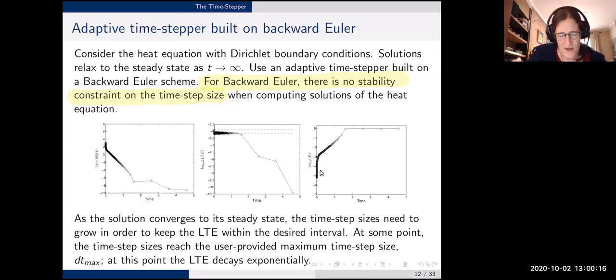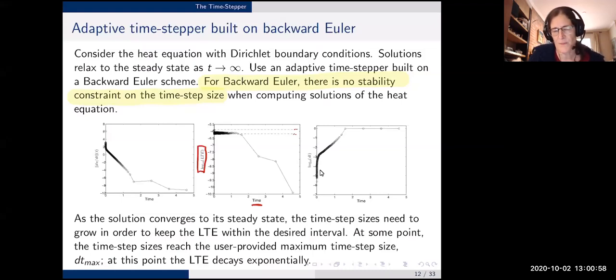And so here I've computed the heat equation using backward Euler and an adaptive time stepper, and I've got three figures. The first figure, this one right here, is the logarithm of the local truncation error, and here's time. You see that there's this Goldilocks zone. There are the dashed lines, and for the beginning of the computation, the local truncation error stays between the dashed lines. It isn't too large, it isn't too small.